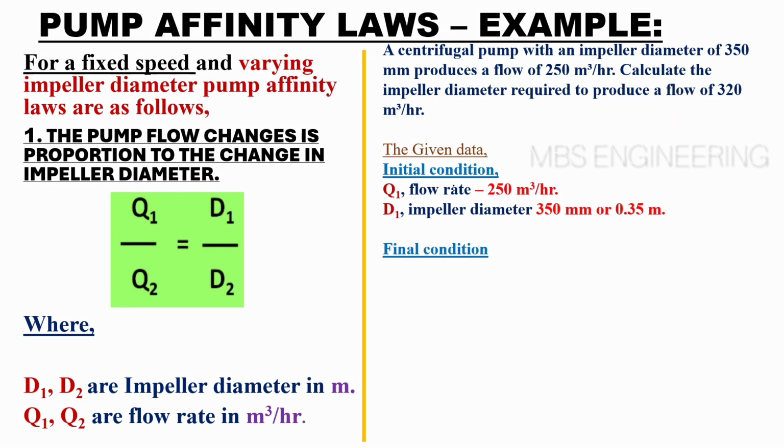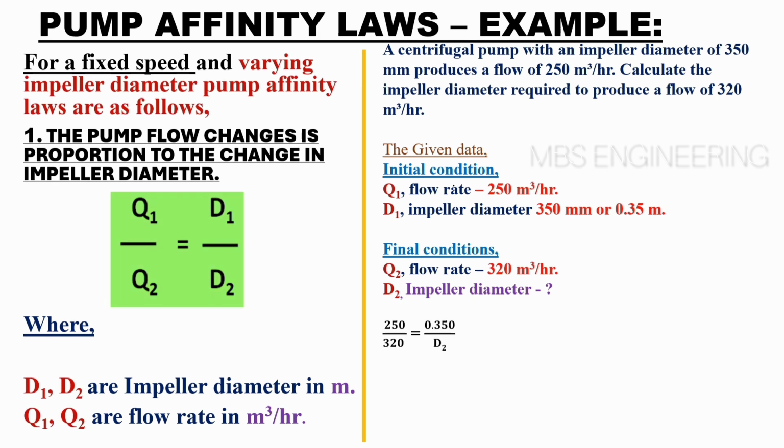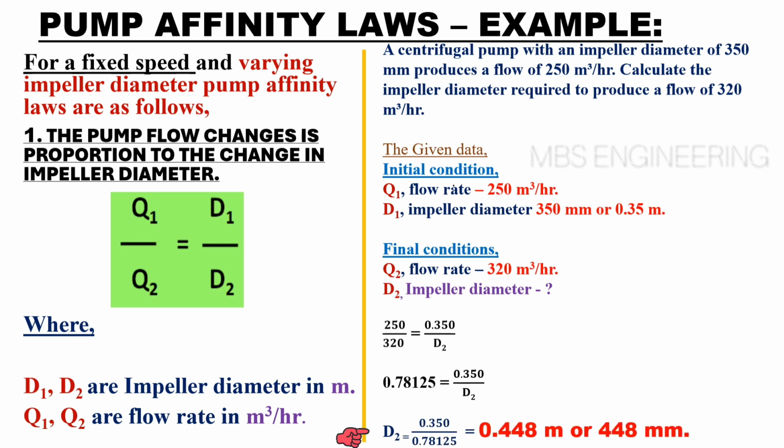Next, the final conditions for the pump are as follows. Q2 is the pump flow rate, 320 cubic meters per hour. We need to calculate D2, which is the diameter of the pump impeller. Next, we will apply the provided data in the given formula to calculate D2. Please refer to the step-by-step calculations. Finally, we have determined that the pump impeller diameter D2 is 0.448 meters, or 448 millimeters.